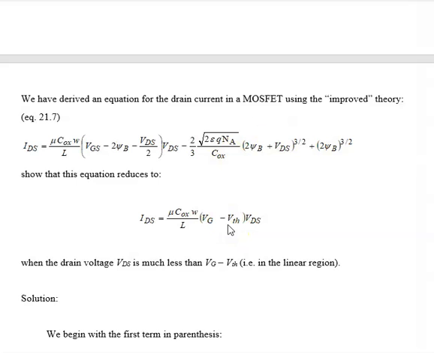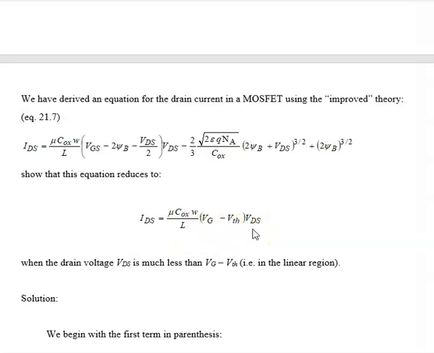Now, we can't go backwards. We can't say, okay, if VDS is large, then the square law reduces to this, because this is the improved theory. So this is the right theory. However, for small VDS, maybe, we're not sure, that's what we have to show, that the improved theory, the bulk charge theory, reduces to the same equation that we get for the simple theory for small VDS.